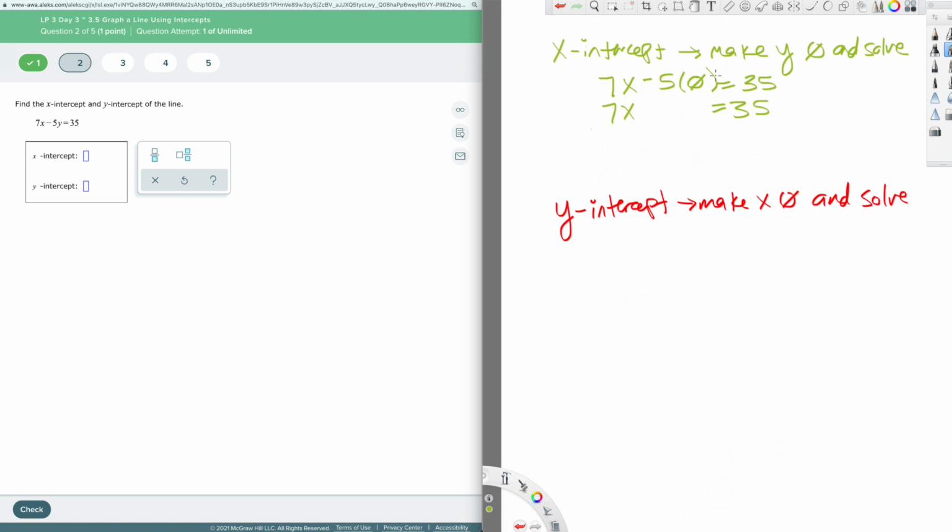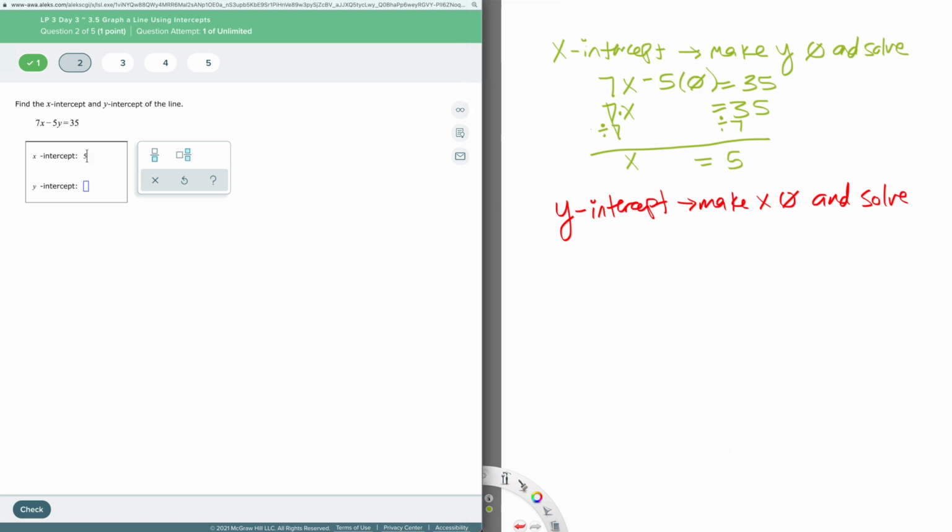So now I can deal with this 7x. This is 7 times x. So I'm going to divide by 7 to move it over. 7 divided by 7 is 1. So that's x equals 35 divided by 7 is 5. So my x-intercept is 5. Let's go over here and do my y-intercept.